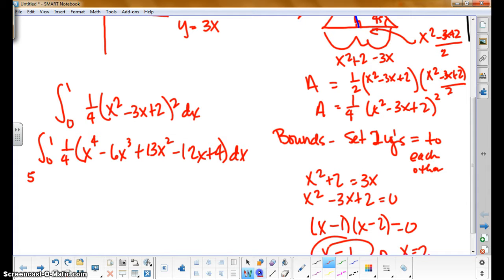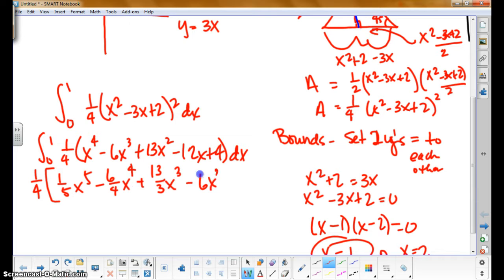Okay, so we're going to say 1/4 and integrate these terms across. 1/5 x to the 5th minus, if we increment that, that's 6 over 4 x to the 4th plus 13/3 x cubed minus 6x squared plus 4, and all of that is from the bounds 0 to 1, so we don't have to worry about the 0 side.